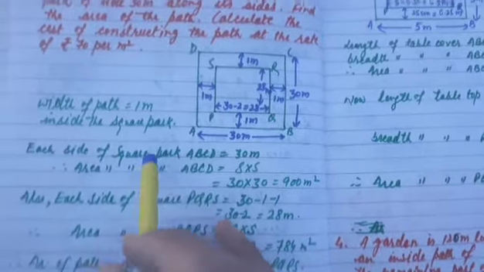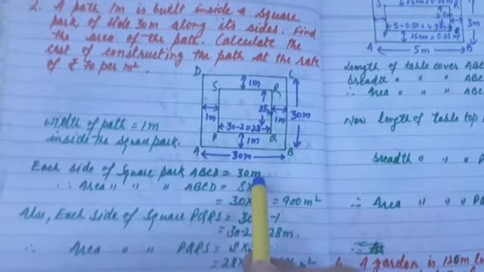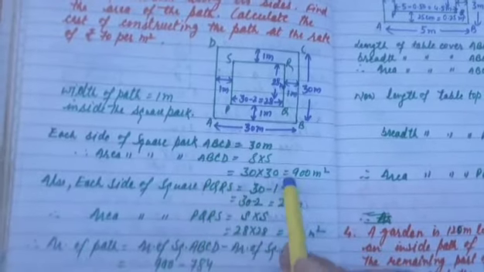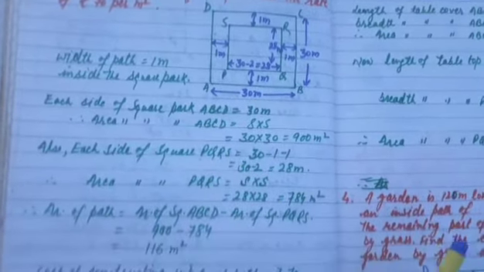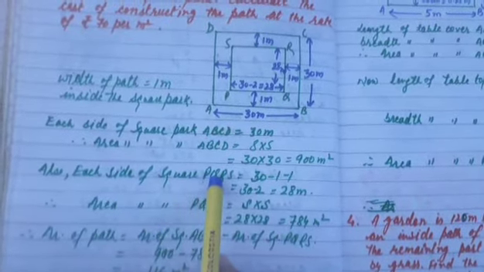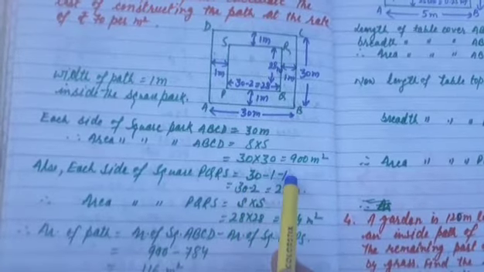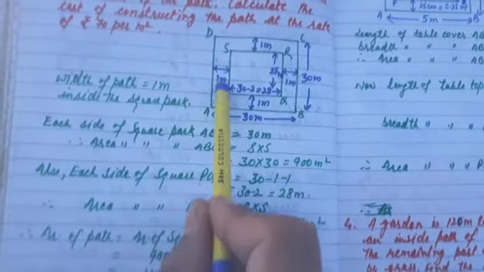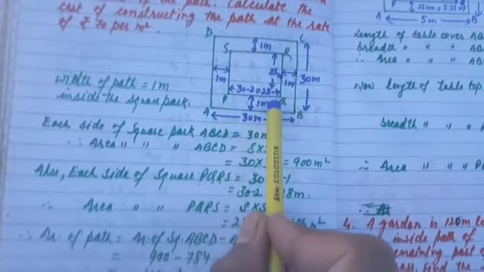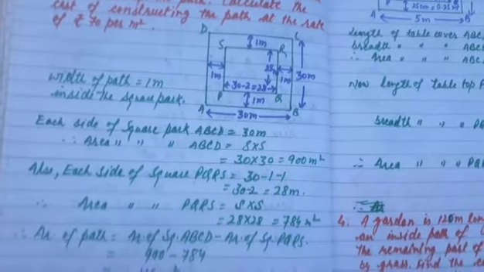So in this case, firstly each side of square park is 30 meter. So therefore area of this square park ABCD is 30 into 30, 900 meter square. Similarly, each side of internal square park PQRS is 30 minus 1 minus 1, width from both sides, 1 meter 1 meter. We will subtract, so we will get the length PQ equal to 30 minus 2, that is 28 meter.